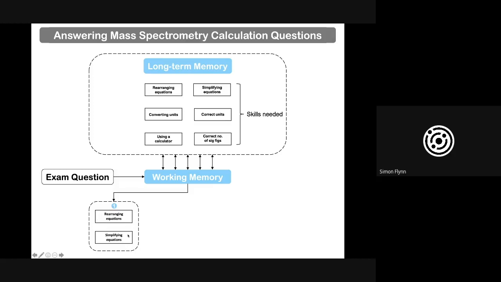And the same with simplifying equations. So you get everything ready for the numbers, but you don't look at numbers at the start. You get everything ready for the numbers. Then you focus on the numbers. You think about, okay, is everything in the correct units? Do I need to convert any units? Admittedly, there's probably a little bit of pre-calculation, but just getting the units ready. So you might have the mass of an ion or something like that.